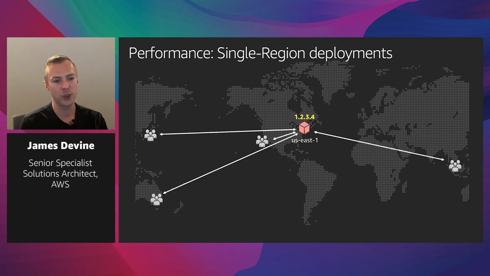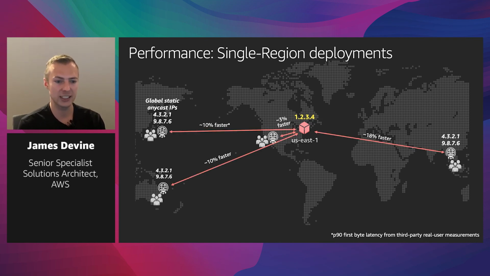Well, let's take a look at what the performance looks like. So if I was deploying in one region here in US East 1, all of my users around the world would have to connect into that one location. And again, this is over internet, so it's not really a reliable path, and performance can vary.